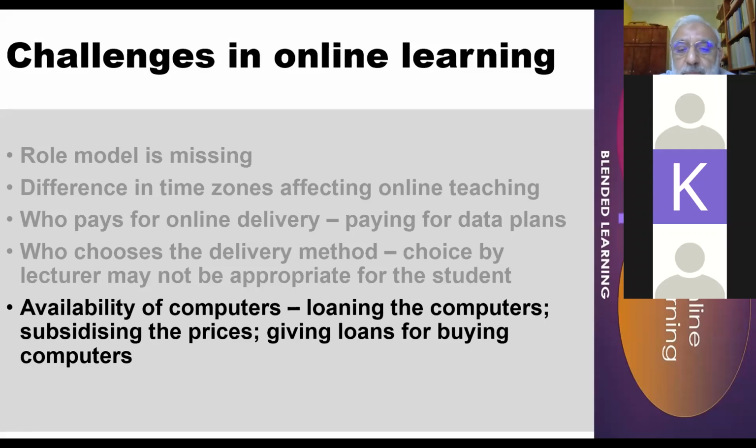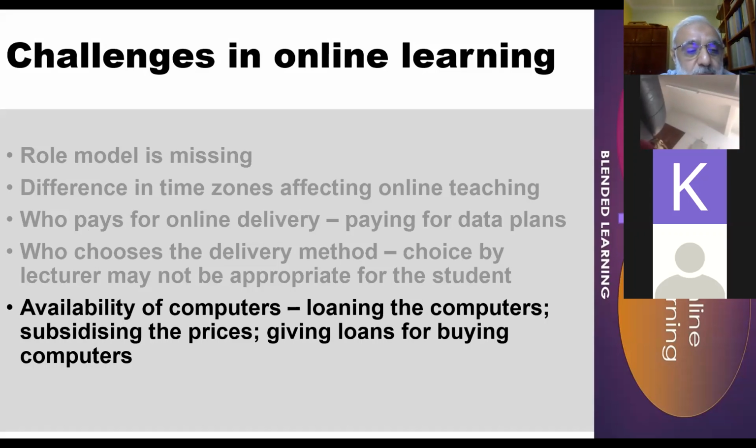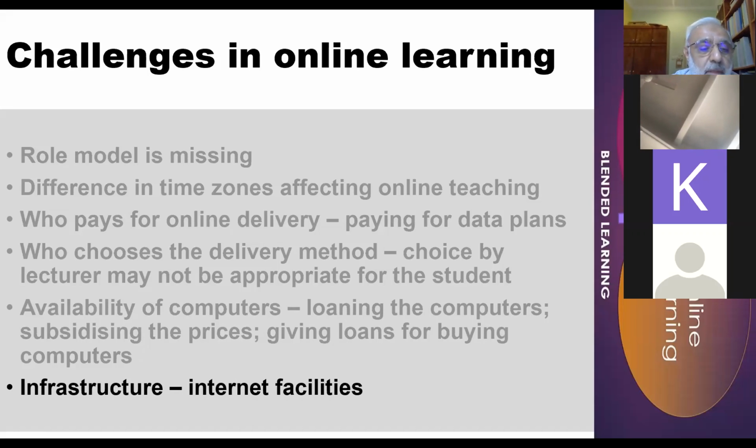Availability of computers, and if they are not available to everybody, can the university loan the computers? Can they subsidize the price? Can loans be given to the students to buy the computers? And infrastructure, the internet facilities.